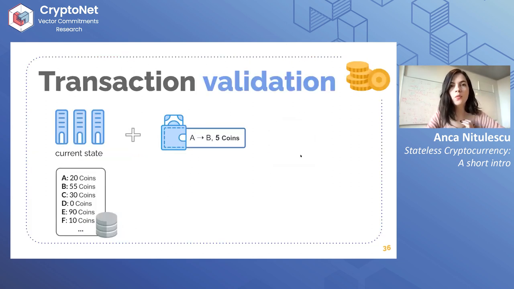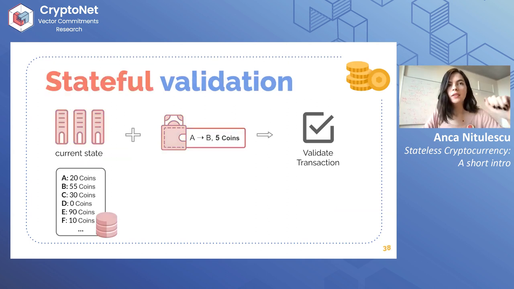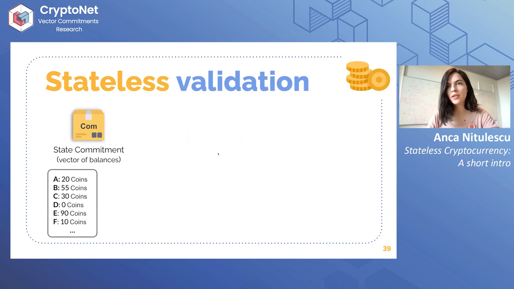So in transaction validation, what we needed to do when we look at the state is check that user A indeed has a value bigger than 5 coins, the amount they want to spend in the transaction. And then we validate. This is using state, meaning that we need to store or download this whole long vector of balances of all the users in the system, and then validate the transaction. And this takes time. So instead of this, we will use commitments to take all the state and commit to it in a very concise way. And the validator will just look at the commitment in order to validate.